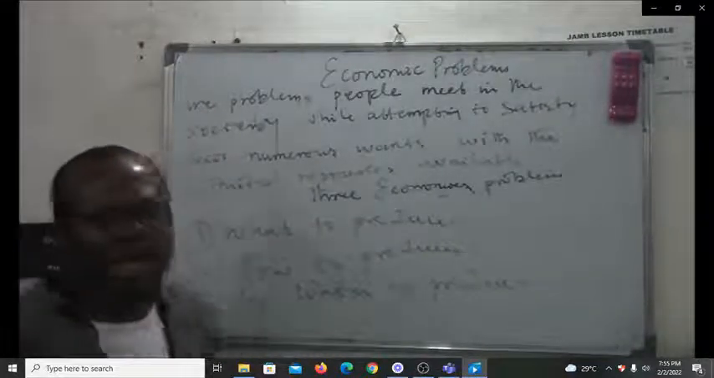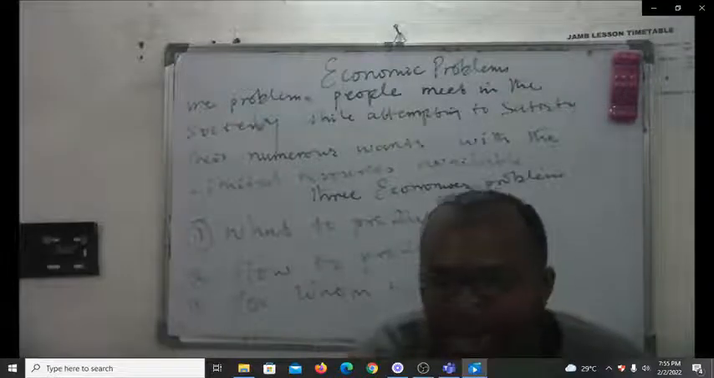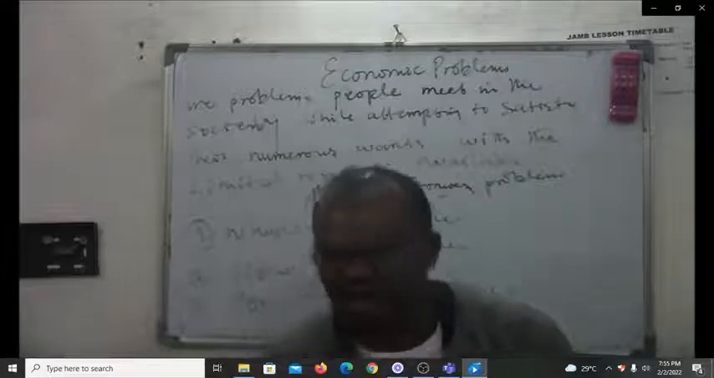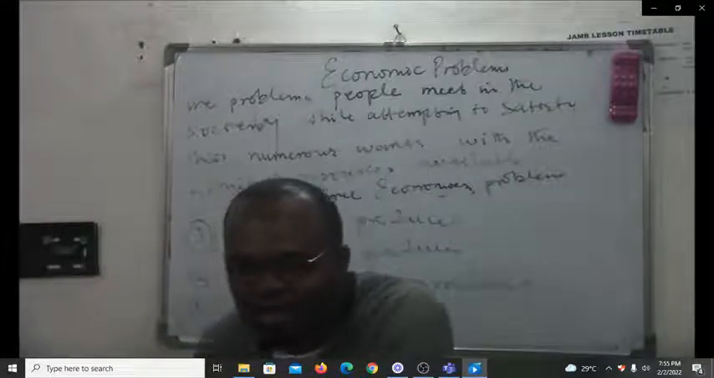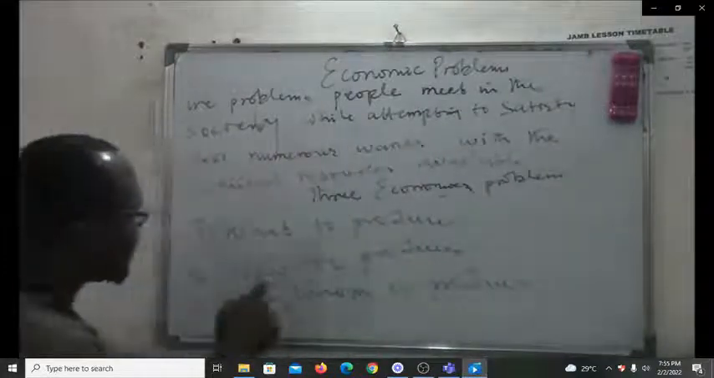How to produce? How do I produce the garri? Now that I've chosen to produce garri, how do I produce it? Should I use that frying pan or should I use a mechanized oven? Which one is easy? Which one will reduce the cost so that I'll make more money? Is that clear? That's answering the problem of how to produce.